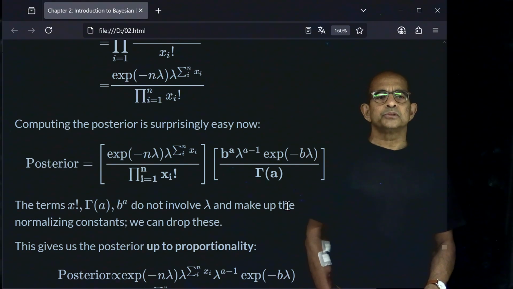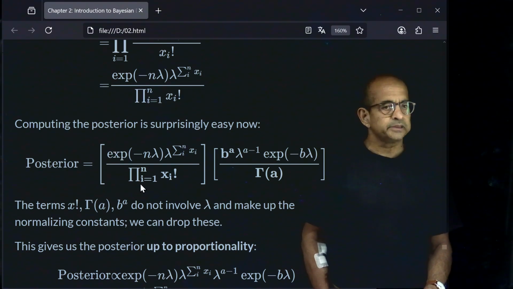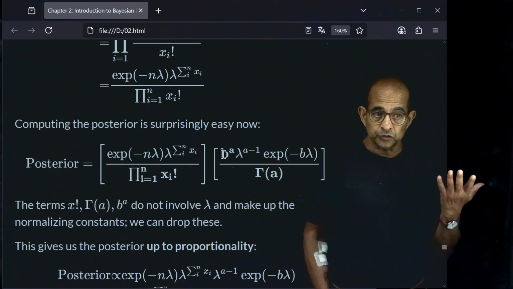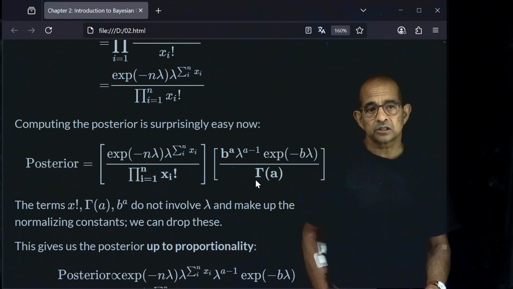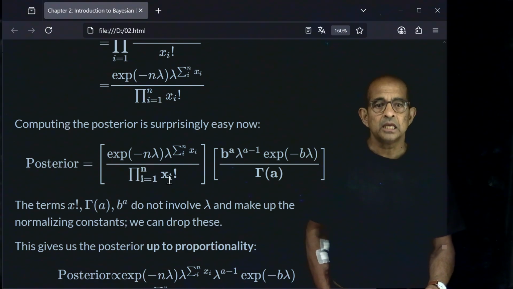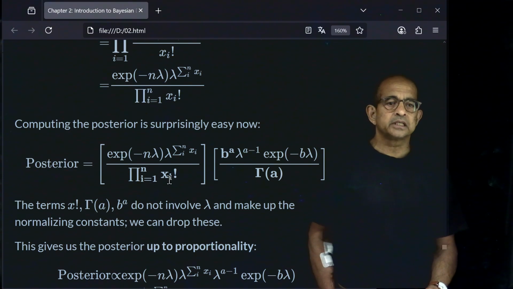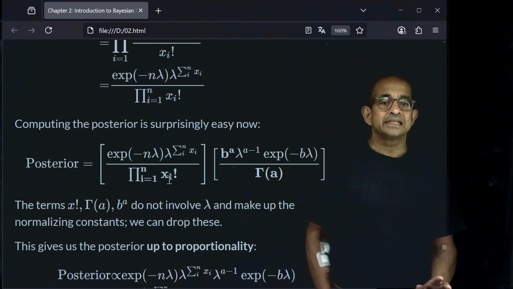So one thing to notice in this equation now is that all the normalizing constants, we can just drop them, right? So the b to the power of a does not involve lambda, therefore it's part of the normalizing constant. Gamma a is also part of the normalizing constant. So these two we can drop, and also this denominator here is a normalizing constant, so we can drop all this. So that means we can figure out the posterior up to proportionality, right?